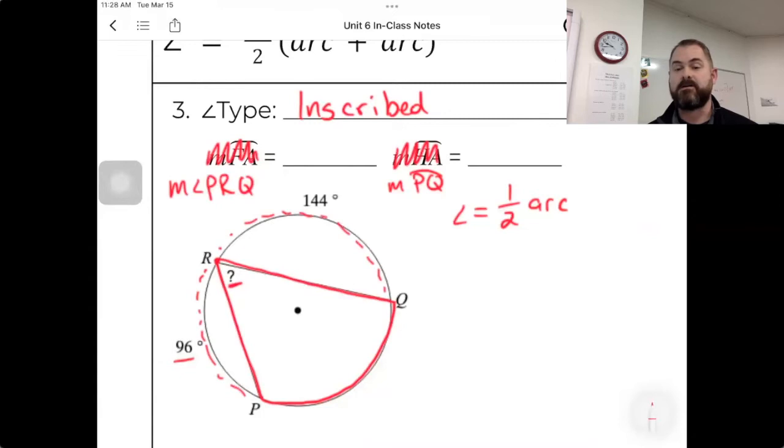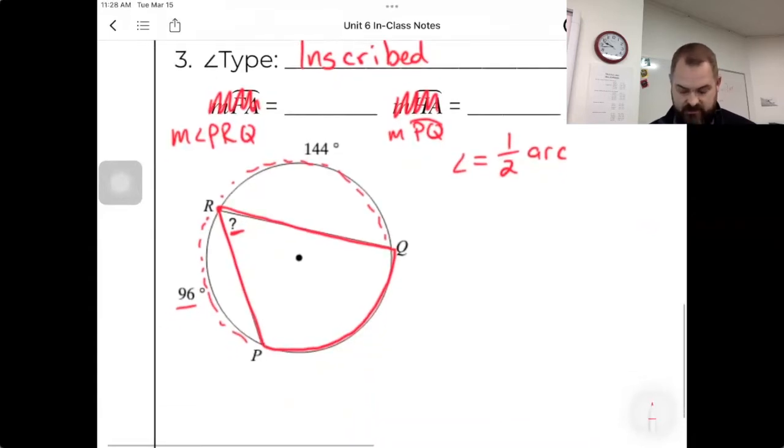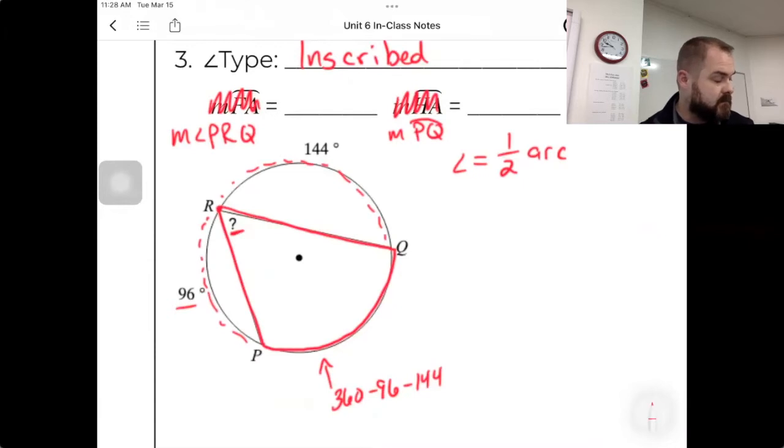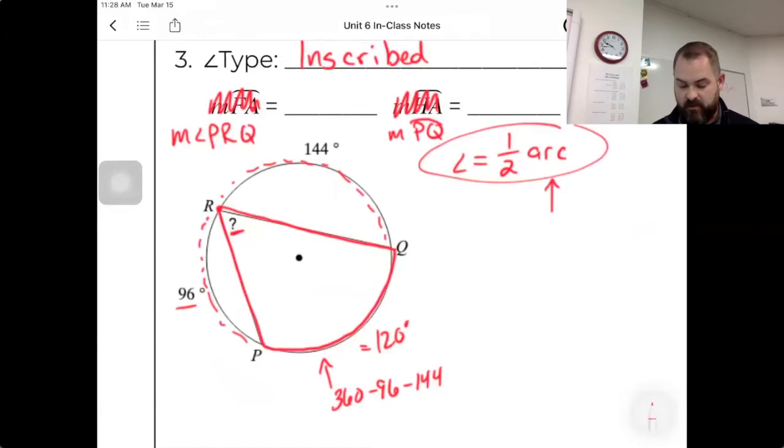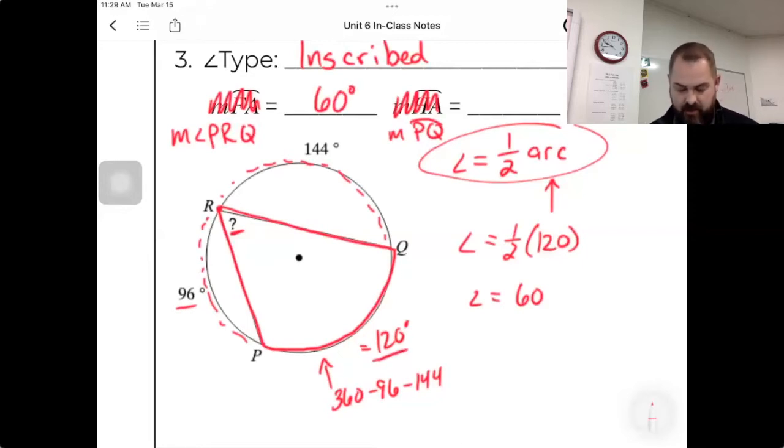All three of these arcs should add up to 360. So I'm going to take 360 minus the 96 and minus the 144. When you do that subtraction, 360 minus 96 minus 144, we get 120. So this arc is 120 degrees. So all I'm going to do is go to my formula here, and replace the word arc with 120. So my angle is half of that, or divided by 2. Half of 120 is 60. That means angle PRQ is 60 degrees, and like we just said down here, arc PQ was 120.